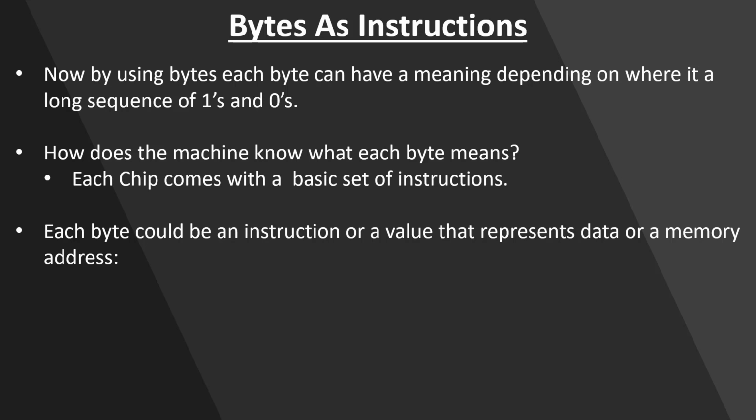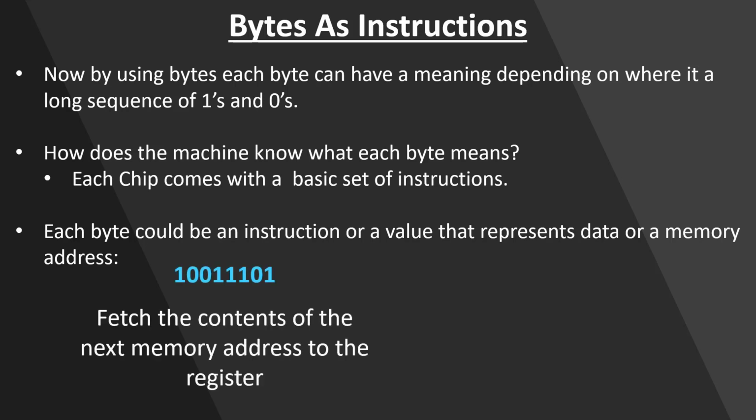So a command might say, okay, one particular instruction comes in and it says, go and fetch the contents of the next memory address. And then the next byte might be the next memory address. So all code is understood by the computer as a series of zeros and ones.